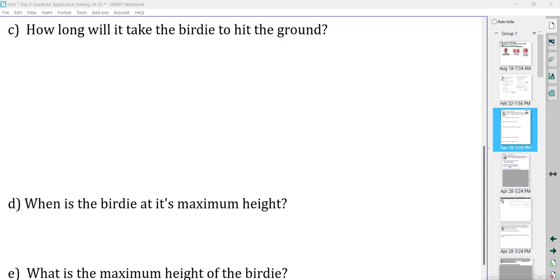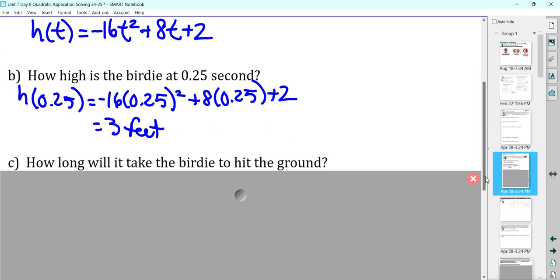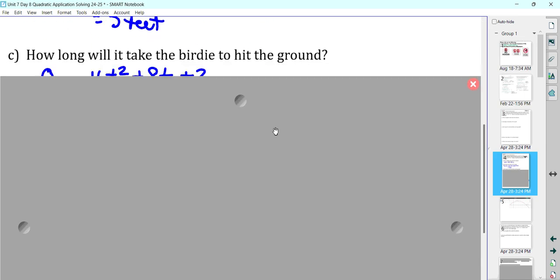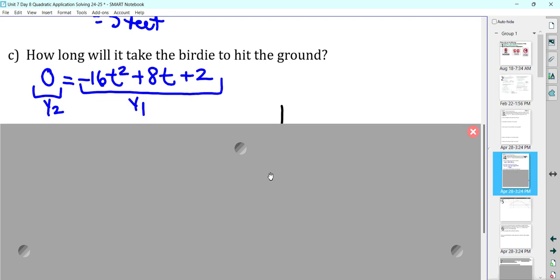All right, now we want to know how long it will take for the birdie to hit the ground. Well, if I'm talking about the birdie hitting the ground, they're giving me a clue about the height. The height on the ground is 0. So I have an output. I want to find the input or inputs that would make that true. So if I think about my output being 0, and I have my function here, since I don't know how to solve this algebraically, this is something that I want to do graphically. So I'm going to go back to my graph and put in my second equation of y equals 0.